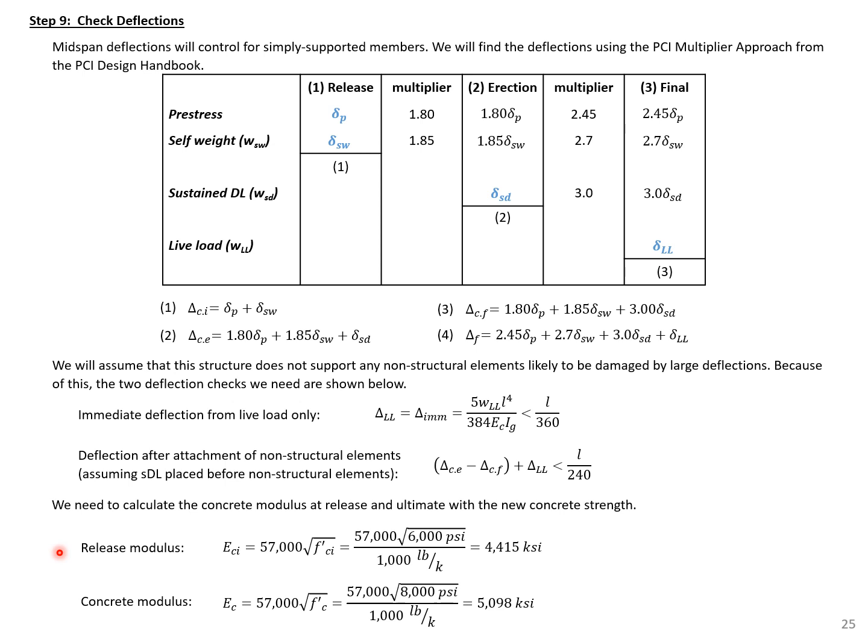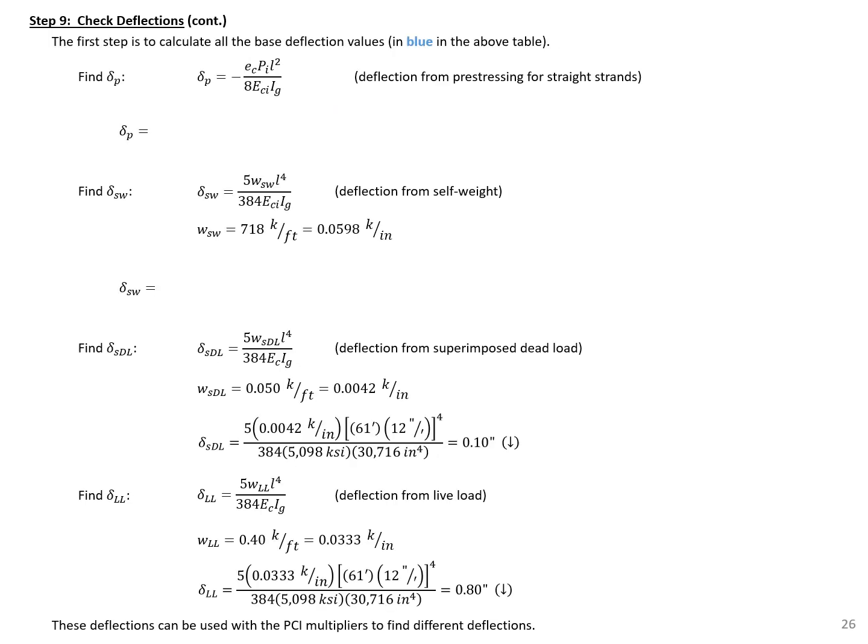To calculate our deflections, we need our release modulus and our final modulus. We changed our concrete strength, so I'm recalculating those values here. We'll use these to find our deflections. We'll now calculate all the deflections that were in blue in the previous table. Our first deflection is our deflection from pre-stressing for straight strands.